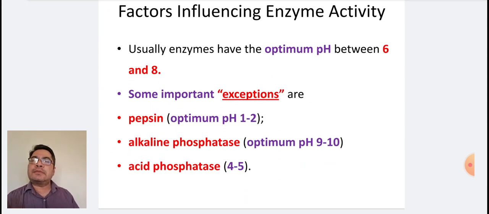Usually, the enzymes have the optimum pH between 6 to 8. Some important exceptions are there, like pepsin with the optimum pH around 1 to 2, then alkaline phosphatase where optimum pH is around 9 to 10, and acid phosphatase whose optimum pH is around 4 to 5.